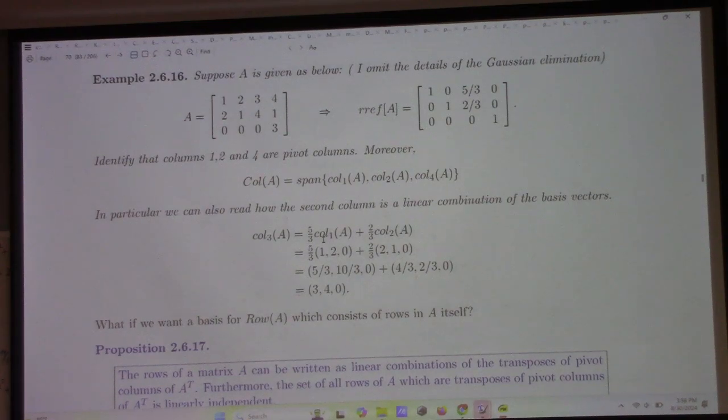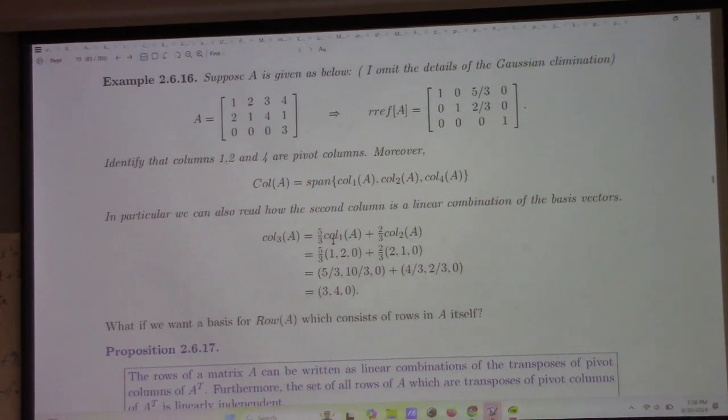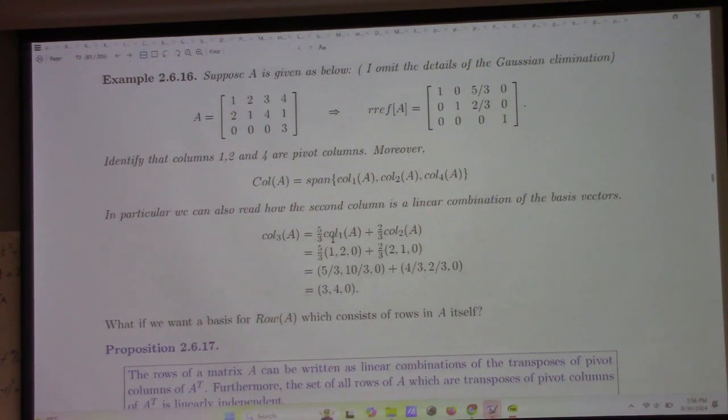So here's one. This is a matrix A, and we can ask what's the basis for the column space? The column vectors are 3-dimensional here, so we expect a basis for possibly a subspace of R3.